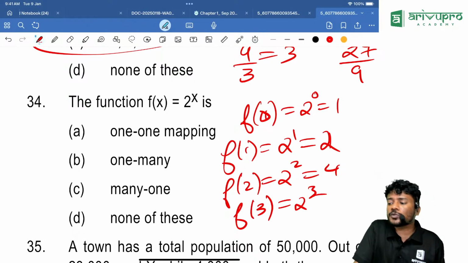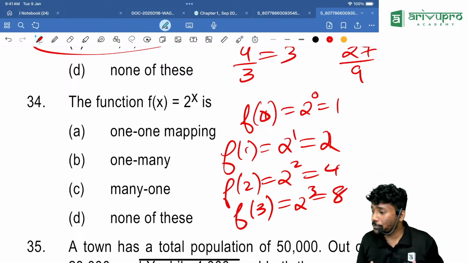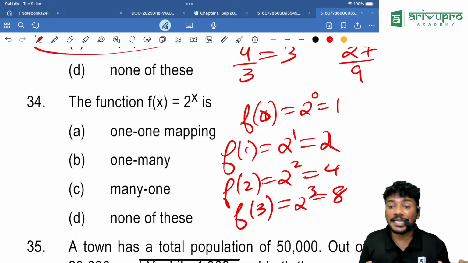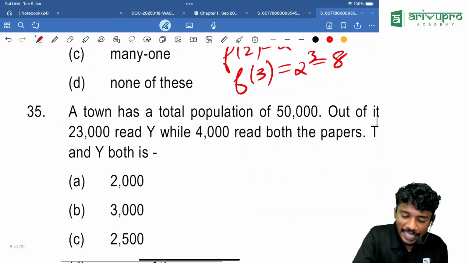That is 2 raised to 3, which is equal to 8. That means what is happening over there? 1 to 1 mapping is happening over there. Option A is our answer.